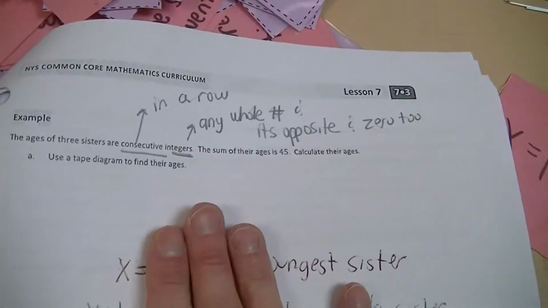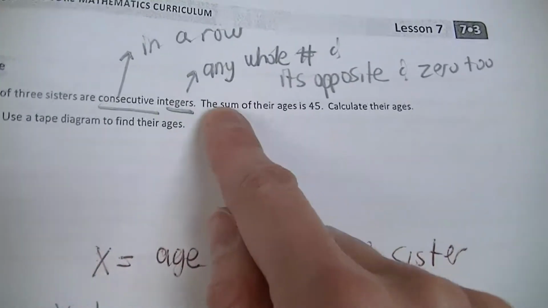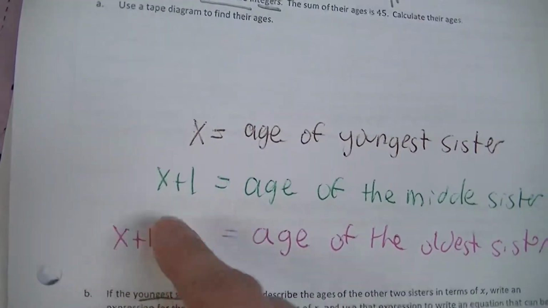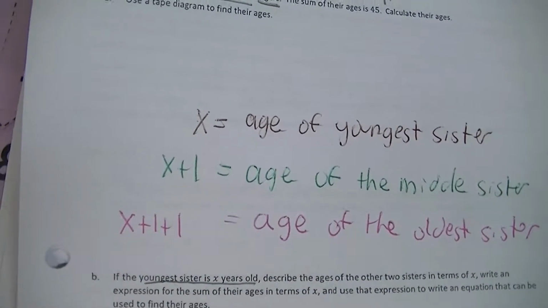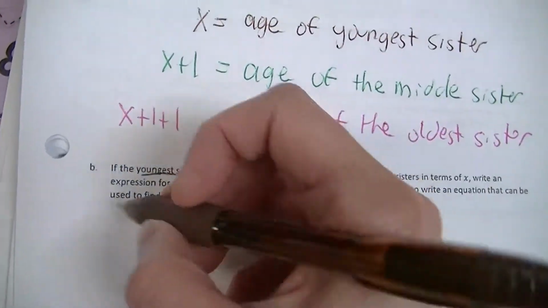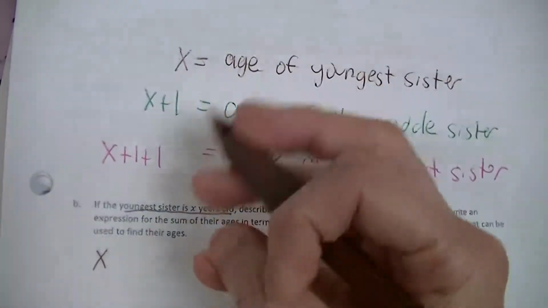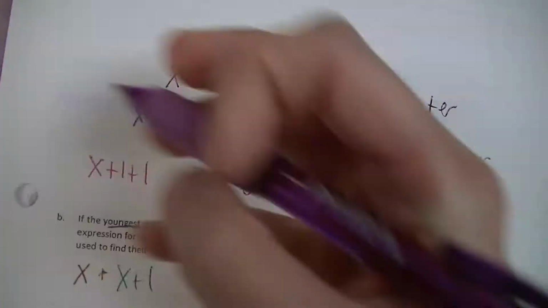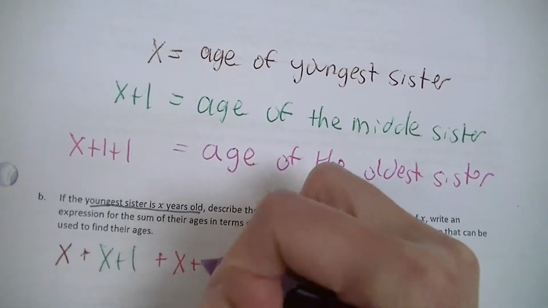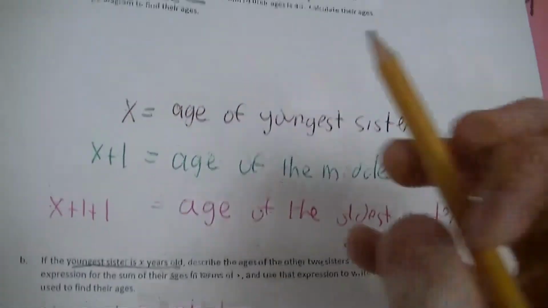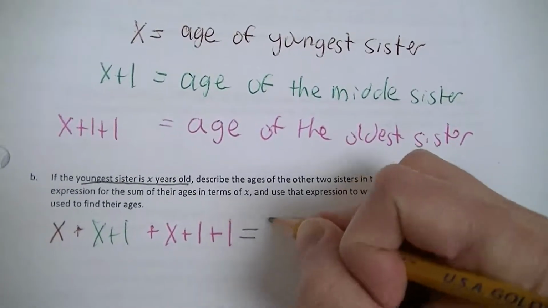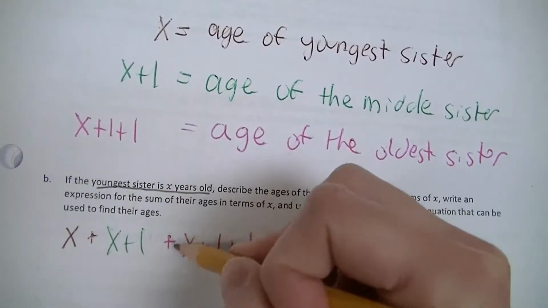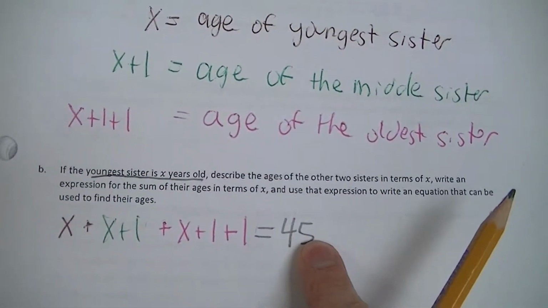Then rewind back to remembering that the sum of their ages is 45. So that means her age plus her age plus her age, when you add them together, is going to equal 45. So let's write that down here. Here's the age of that youngest girl, plus the age of that middle girl, plus the age of that oldest girl. And their sum is equal to 45.